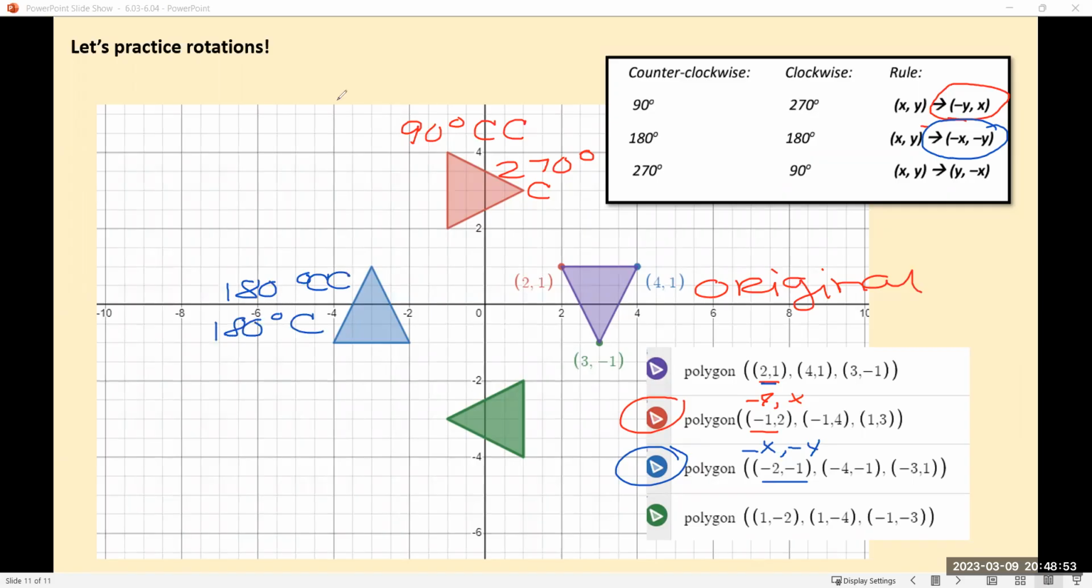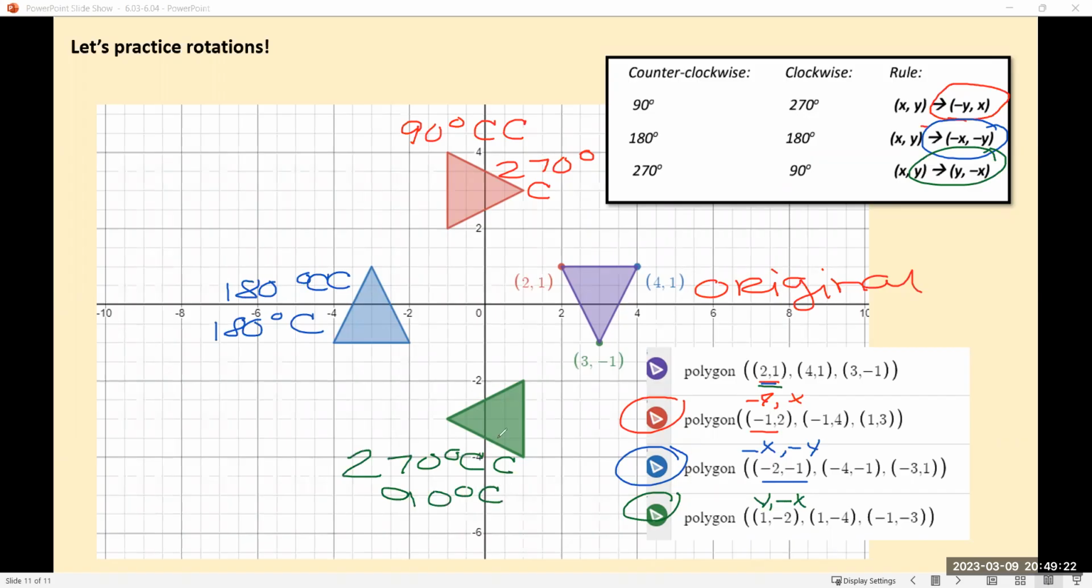All right, now let's look at our last one. This green one, we started out with (2, 1). Our 1 moved over to the x spot. So our y moved to the x spot, and then our x moved to the y spot, but it became negative. So we have (y, -x). That's going to be this one right here. So it's going to tell us that it could be 270 counterclockwise, or it could be 90 degrees clockwise.